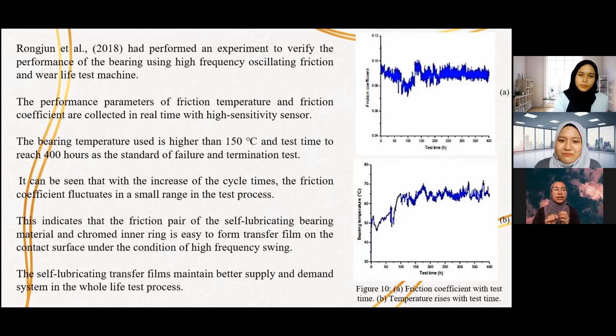From the result, it can be seen that with the increase of cycle time, the friction coefficient fluctuates in a small range in the test process and basically maintains at 0.09. This range of friction coefficient is suitable for bronze, which has a friction coefficient around 0.08 to 0.14. This indicates that the friction pair of the self-lubricating bearing material and chrome inner ring easily forms a transfer film on the contact surface under the condition of high frequency swing, so that the self-lubricating transfer film will maintain a better supply and demand system in the whole life test process.